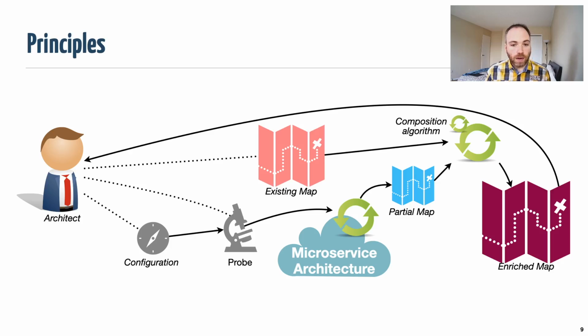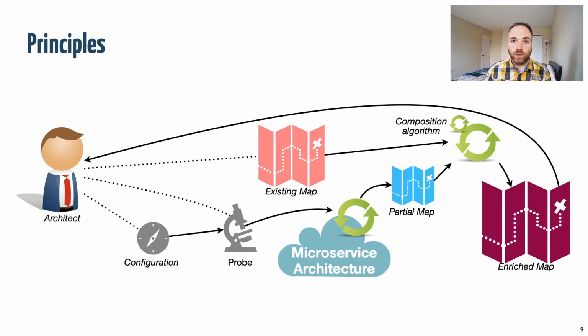So the principle, how it works: you basically have an existing map that can be the empty map at the beginning. And we will use exploration probes that are available off the shelf. There is an implementation coming with Anaximander with available probes. And you can take those probes and run them on your microservice architecture. It can be static analysis probes, like most of the ones we have right now are static analysis ones. It can be runtime analysis, it can be monitoring, it can be a lot of different probes. We really don't care about how they're working, they're considered as black boxes.